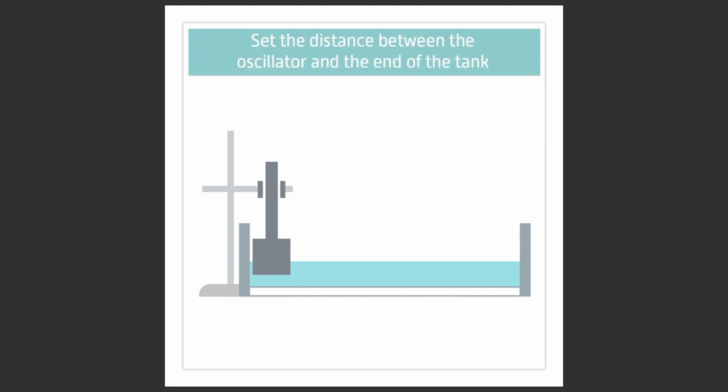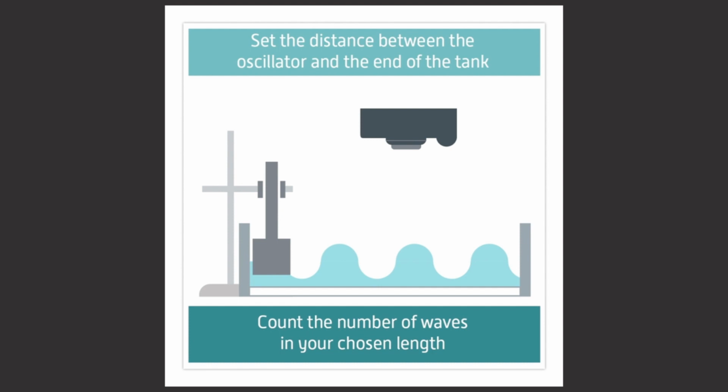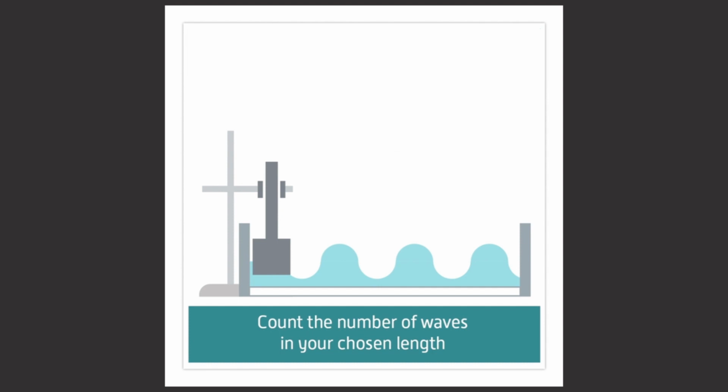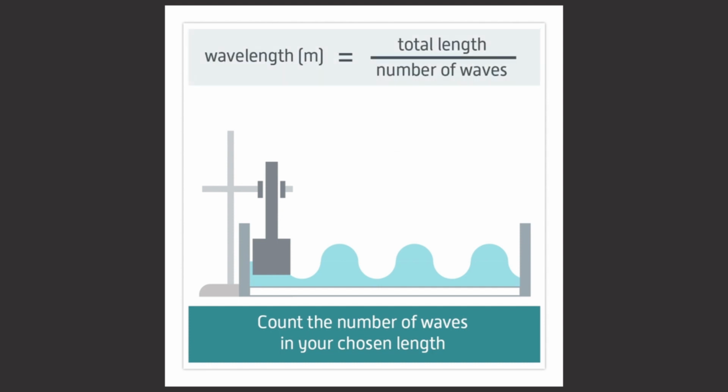To calculate the wavelength, set the distance between the oscillator and the end of the tank to your chosen length, let's say 20 centimeters or 0.2 meters. Then use a camera to take a picture from the top of the tank. Count the number of waves in your chosen length and find the wavelength in meters by dividing the total length by the number of waves.